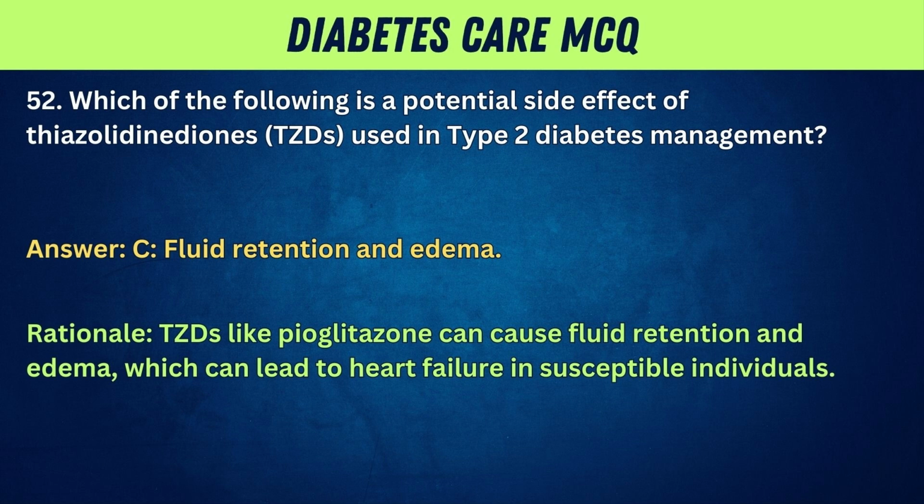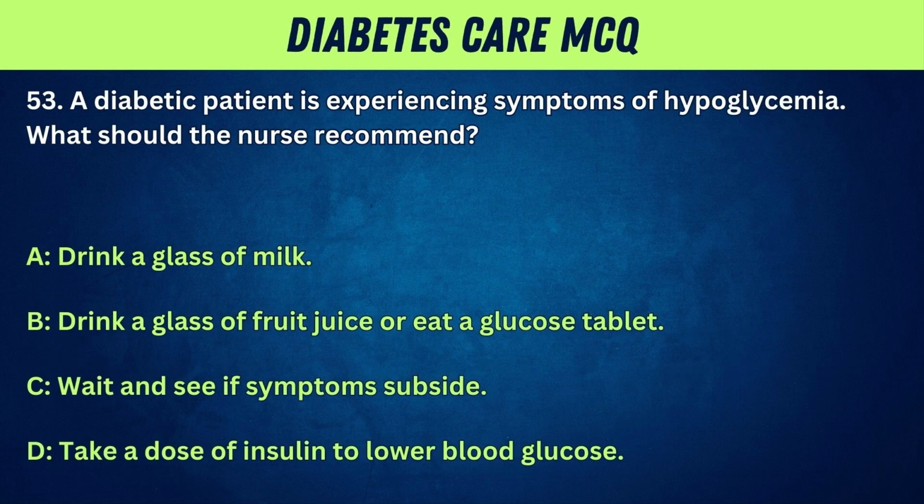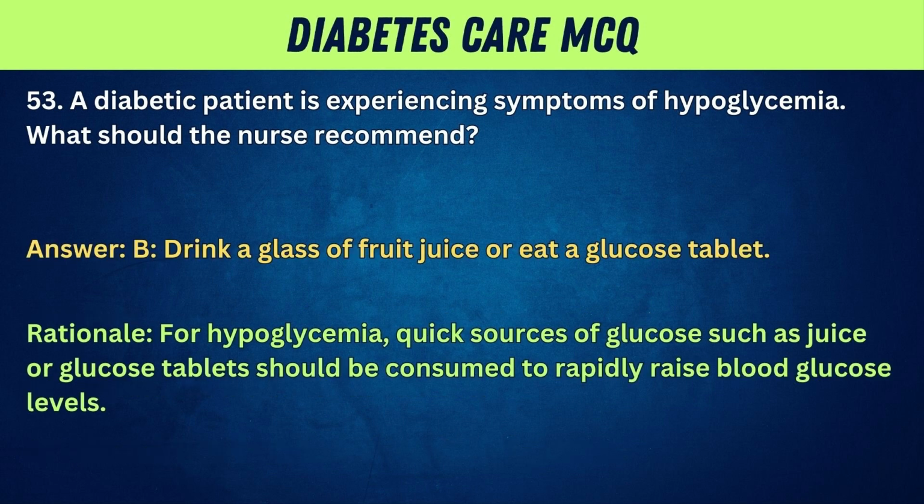Rationale: TZDs like pioglitazone can cause fluid retention and edema, which can lead to heart failure in susceptible individuals. 53. A diabetic patient is experiencing symptoms of hypoglycemia. What should the nurse recommend? A. Drink a glass of milk. B. Drink a glass of fruit juice or eat a glucose tablet. C. Wait and see if symptoms subside. D. Take a dose of insulin to lower blood glucose. Answer: B. Drink a glass of fruit juice or eat a glucose tablet.